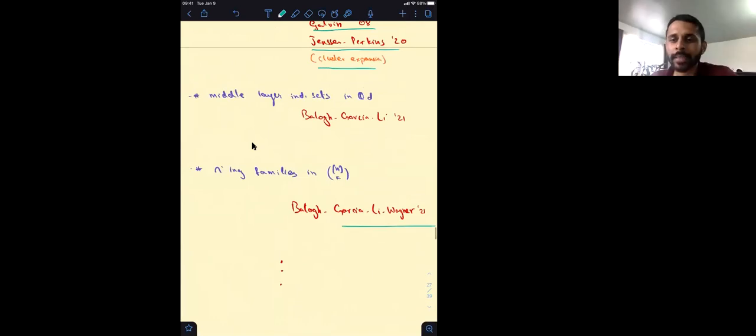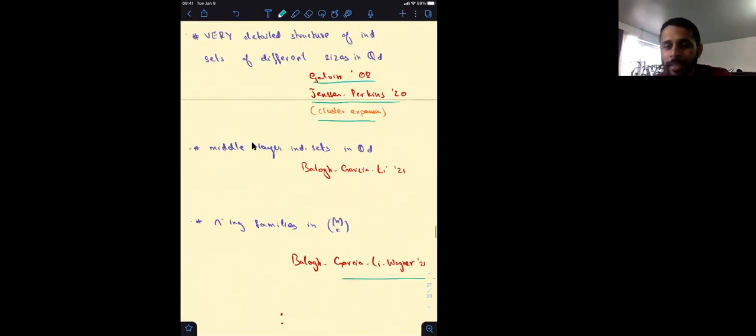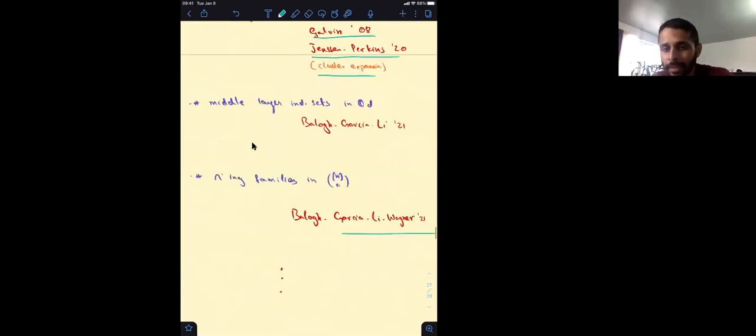So the point, I hope this is clear, is that this is a pretty useful method, and a lot of these papers are pretty recent. So there is, I guess, a recent surge of applications of this method.